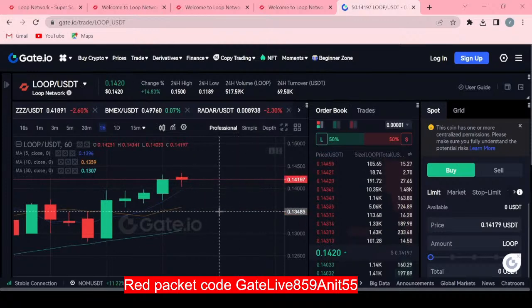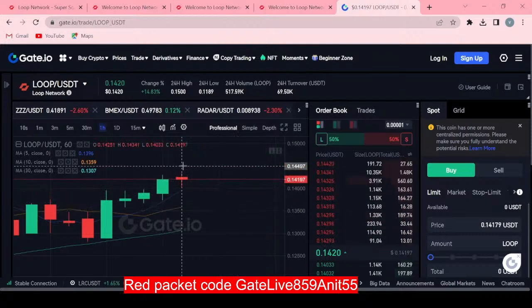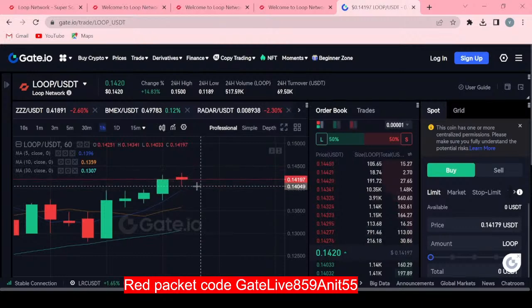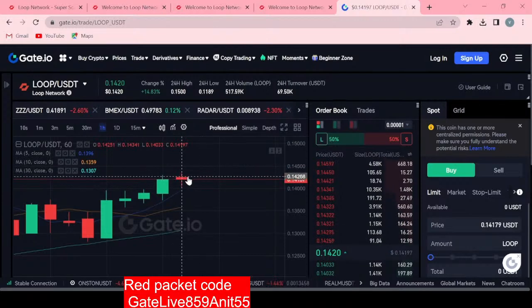Now you can see there is an upper hammer and a lower hammer here. The upper hammer is very small when compared to the lower hammer. The lower hammer is bigger now, so we cannot decide on this candle. Let's see this 1 hour candle.